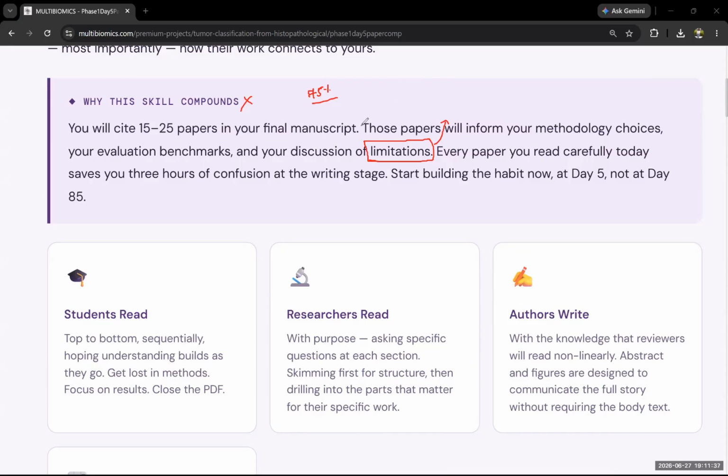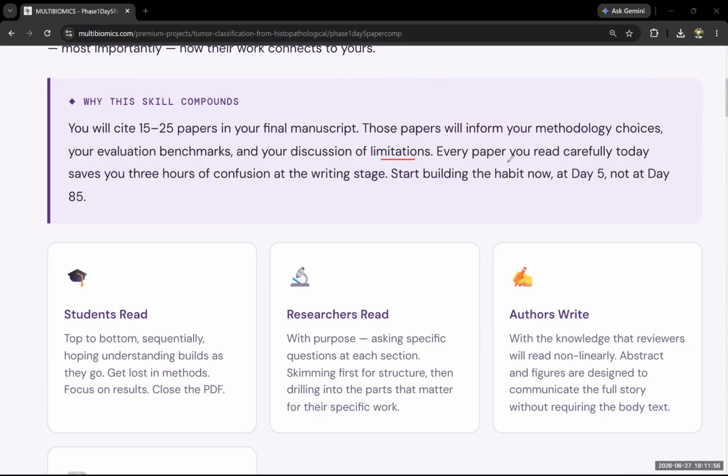Now, with these limitations, you can identify gaps, or you can go and extend the project further and try to address these limitations, and you can come up with new ideas. That is why these sections are very important.